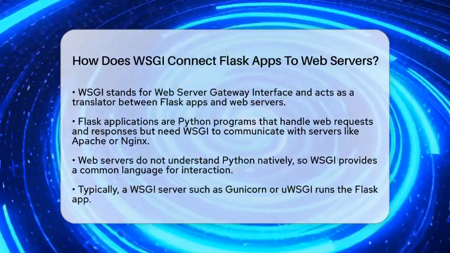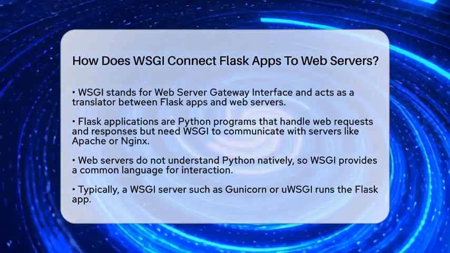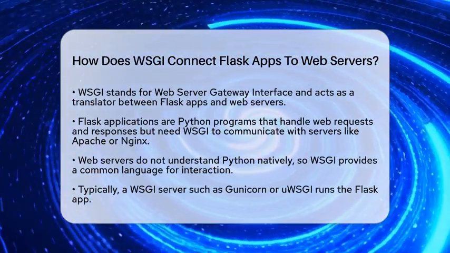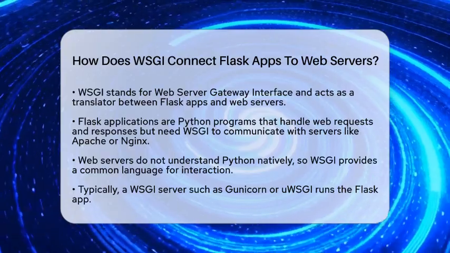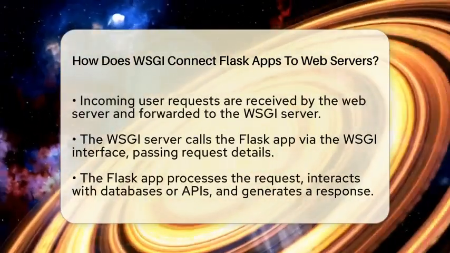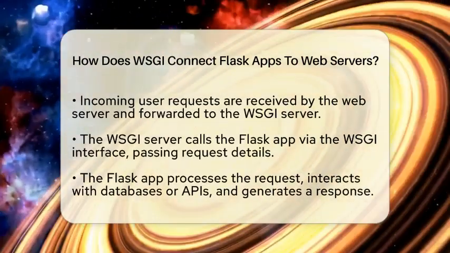When you create a Flask app, it's just a Python program that can handle web requests and send back responses. But web servers like Apache or Nginx don't understand Python natively. They need a way to communicate with your Flask app. WSGI provides that common language. It sets a standard way for the server and the Python app to talk to each other.